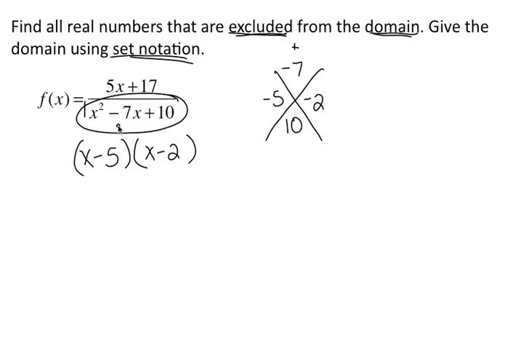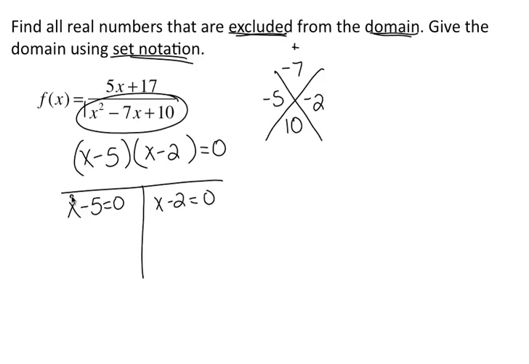And because I want the numbers that are excluded from the domain, I have to set these equal to 0 and use the zero factor property. So remember, the zero factor property is we set each of the factors equal to 0 and then solve. So that's what I'm going to do. I'm going to write x minus 5 equal to 0, x minus 2 equal to 0, and we're solving for the variable x. So I'm going to add 5 to both sides, so we get x is equal to 5. And then add 2 to both sides, so we get x is equal to 2.